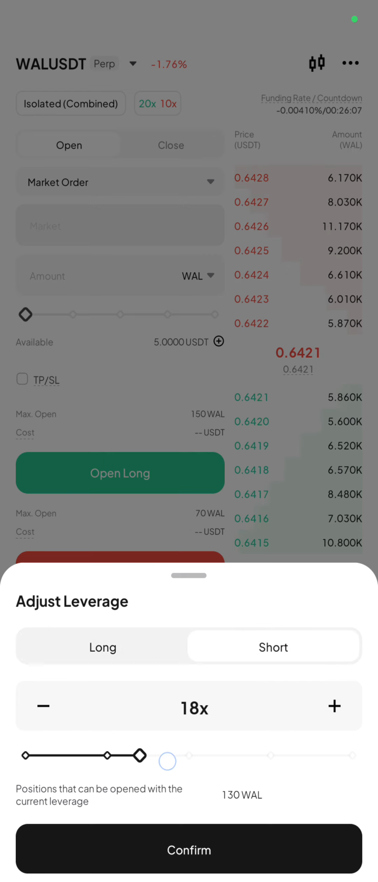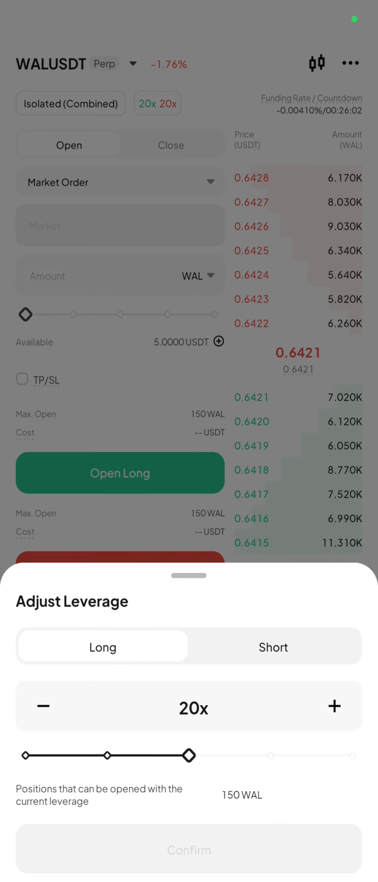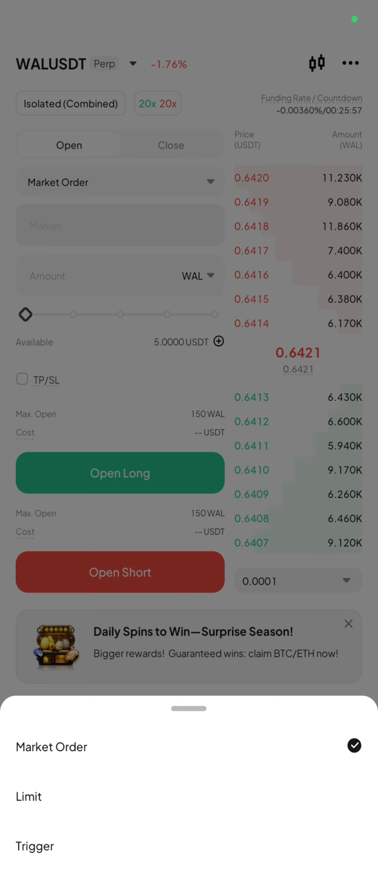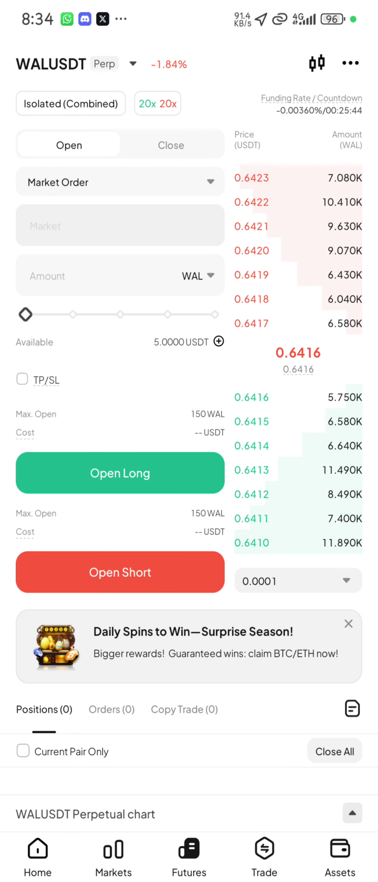When you open your own, it should be on 20 already, so just leave it there. Then after you change it to 20, you change the order to limit or market, whichever you want to use. I like using market order, because it basically kicks off the trade based on what the market is. This market order means the current price of the coin you're trading in the market is what it will use to start the trade.